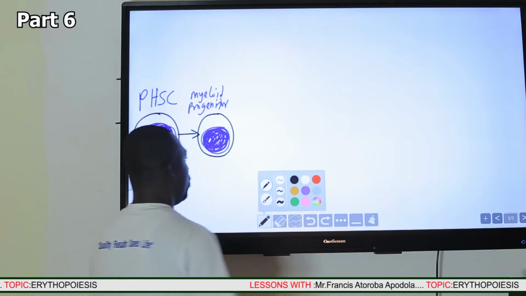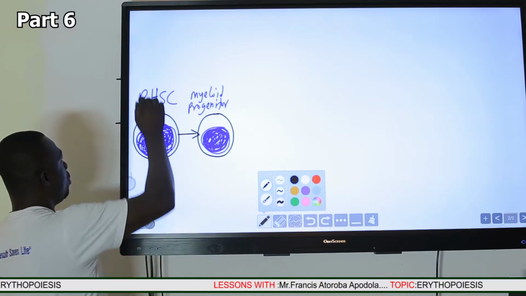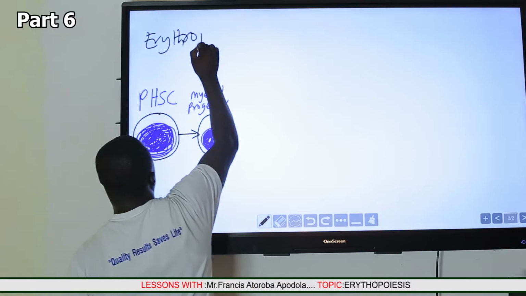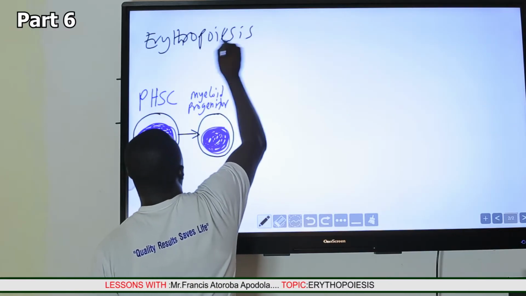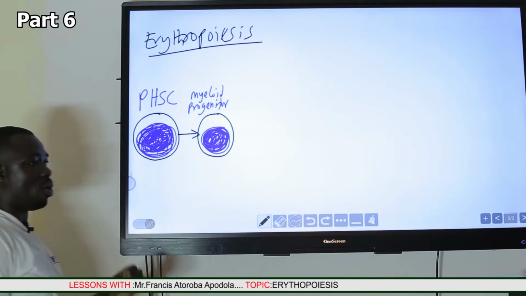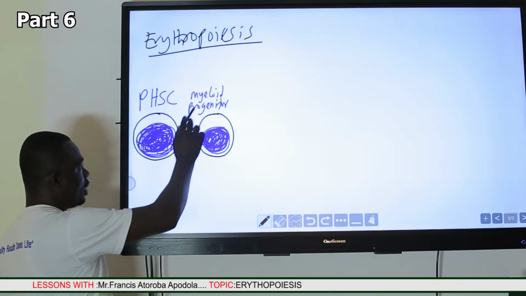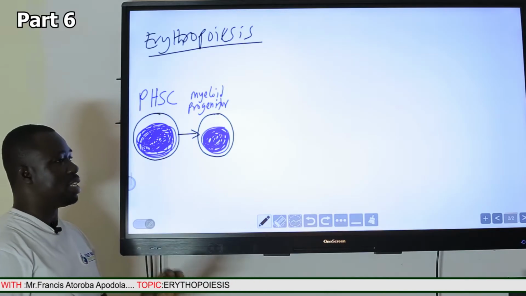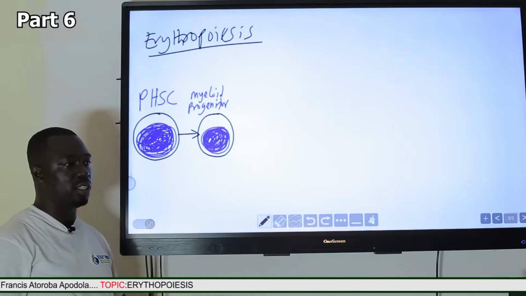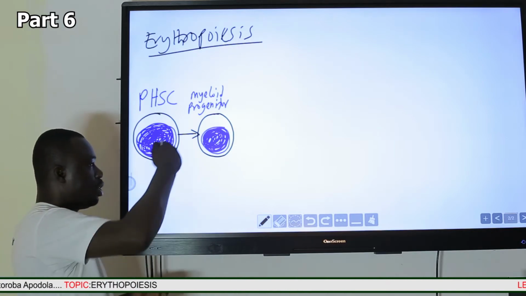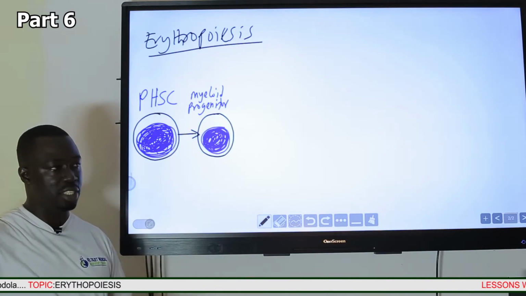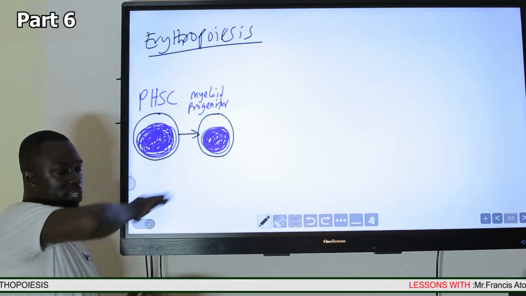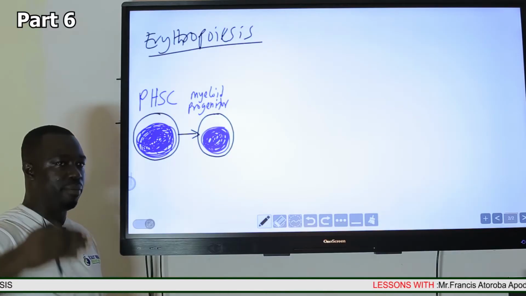Now, we want to produce red blood cells. We are looking at erythropoiesis, which is the production of red blood cells. At this point, this myeloid progenitor stem cell is a multipotent stem cell, which means that it could give rise to several terminally differentiated cells. But we want this myeloid progenitor cell to move in the direction of the red blood cells.